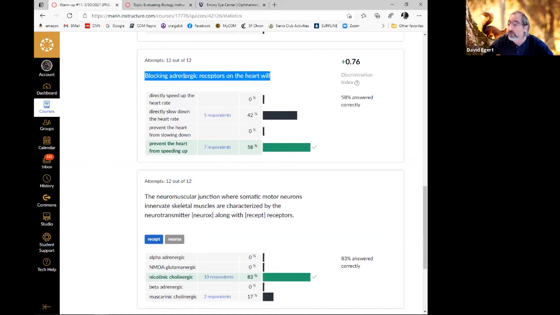Taking a beta blocker means that if you get nervous, your heart's not going to speed up because those sympathetic messages are never going to get to the heart to speed it up. But it's not necessarily slowing it down. It's the kind of tonic parasympathetic innervation from the vagus nerve that's keeping the heart slower. So yeah, make sure that distinction is clear.